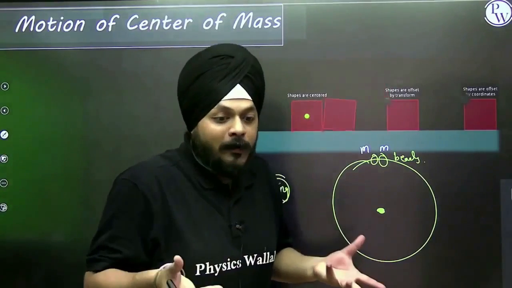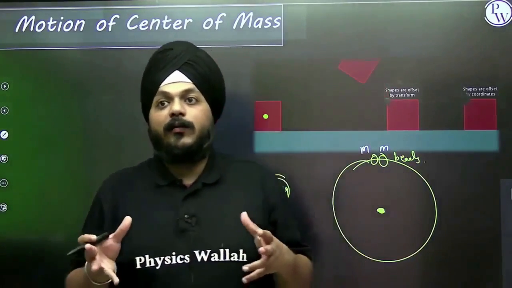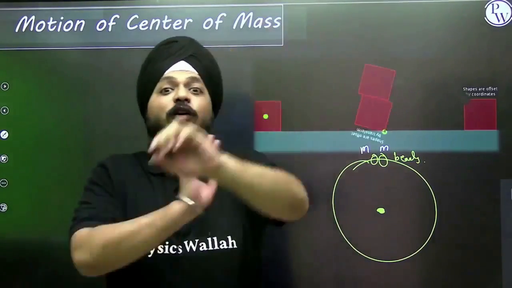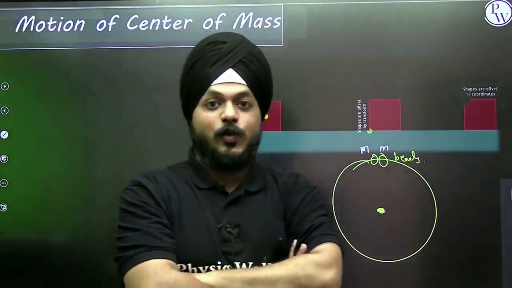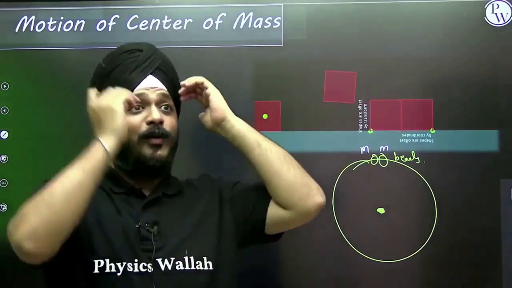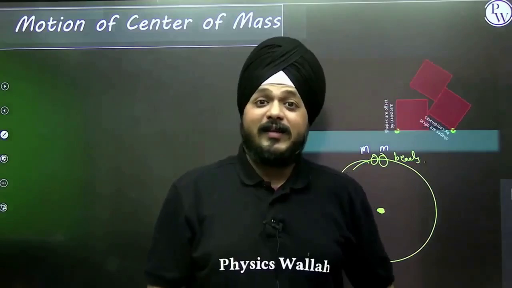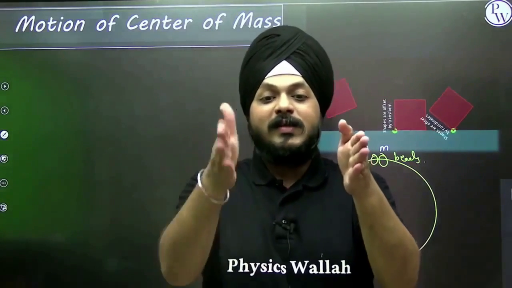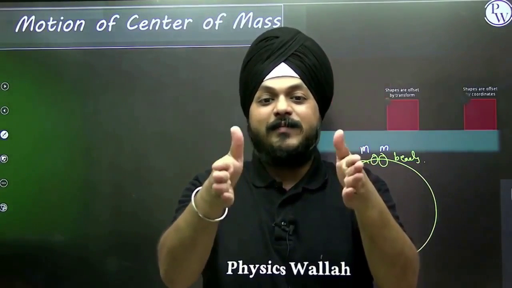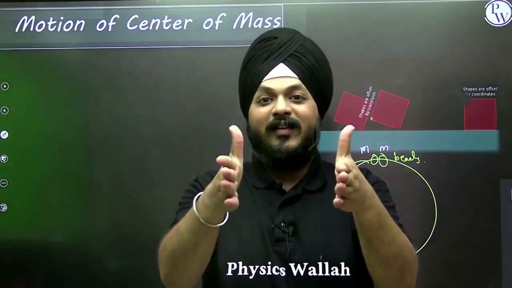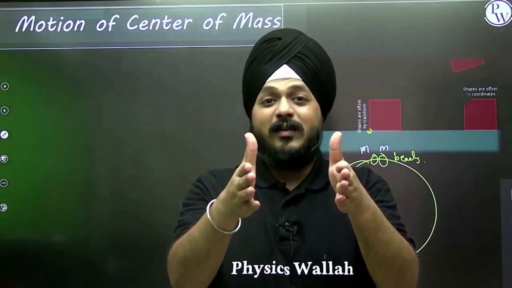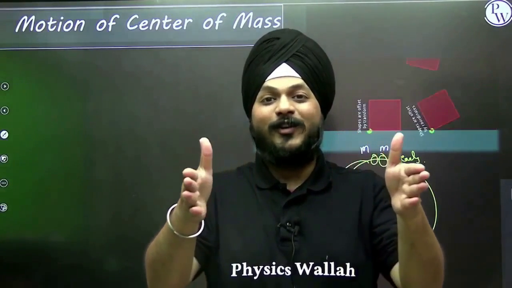Till now we have seen the location, we located the center of mass. Now we are going to understand the motion of the center of mass, whether the center of mass is moving or not. Let's analyze the simple example. This is M. This is M. Center of mass is at the midpoint. Okay, now see, suppose, just imagine, is the center of mass moving or not?